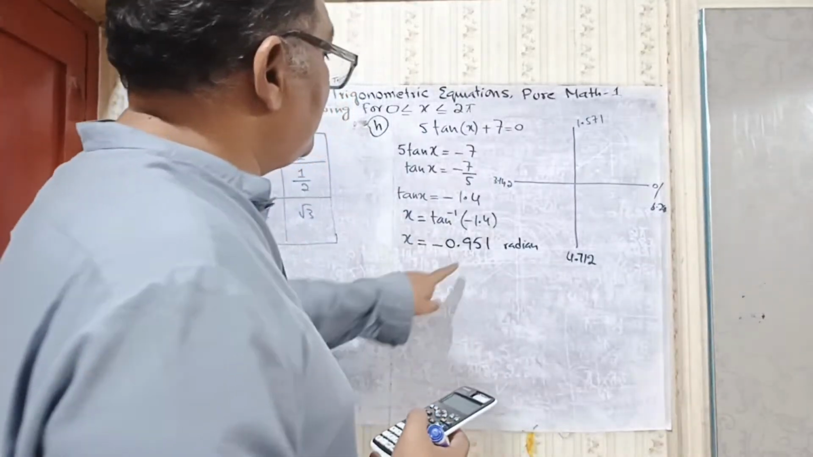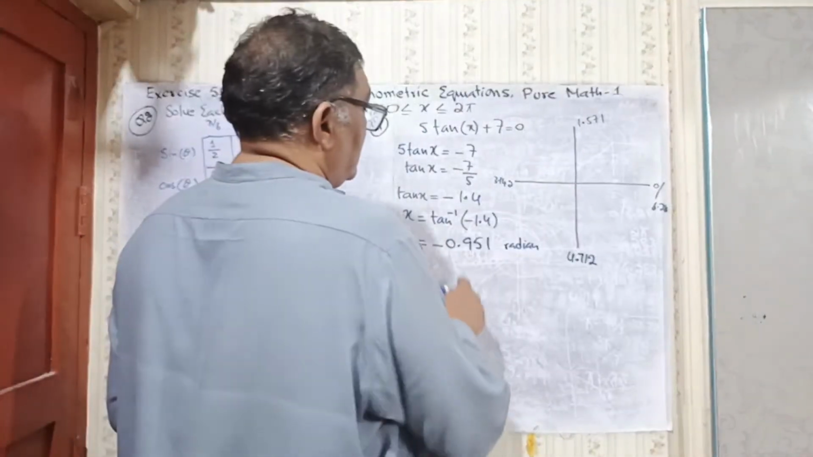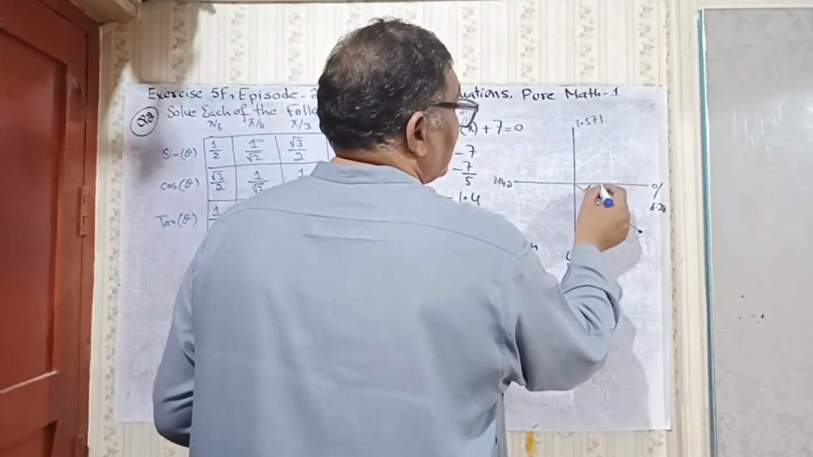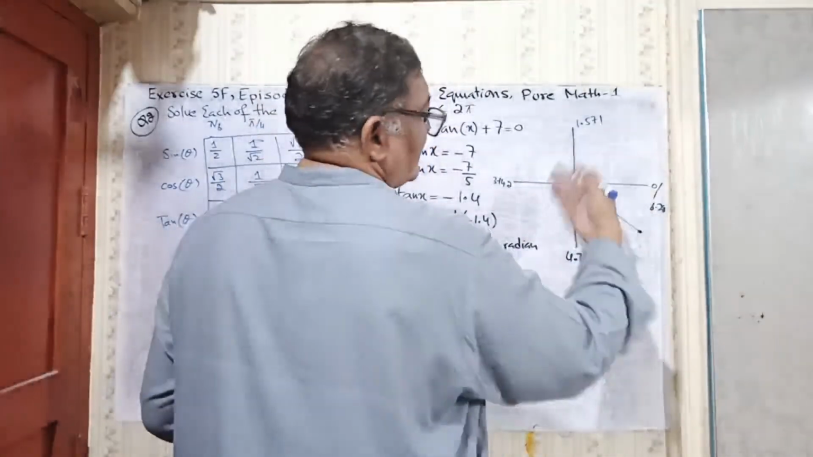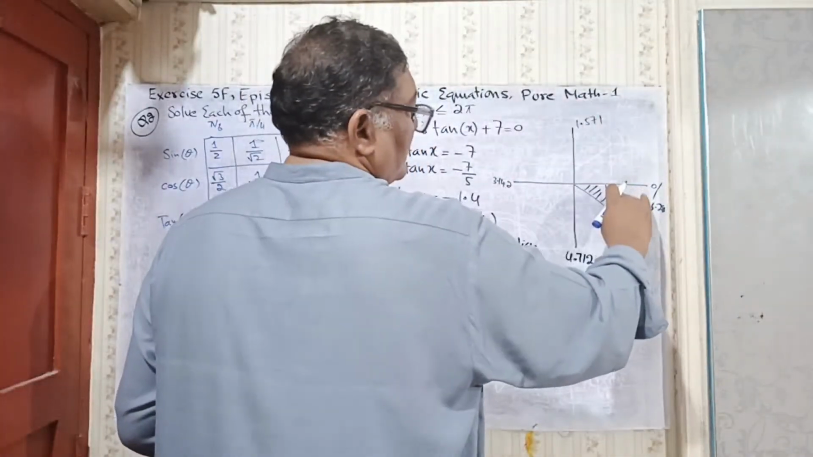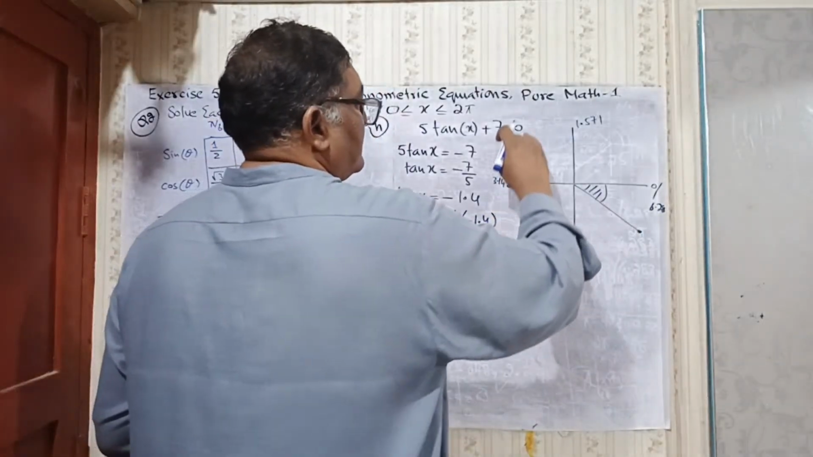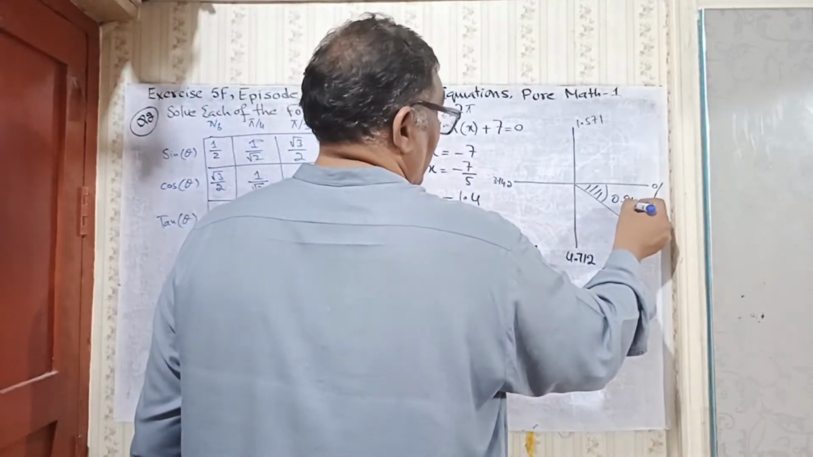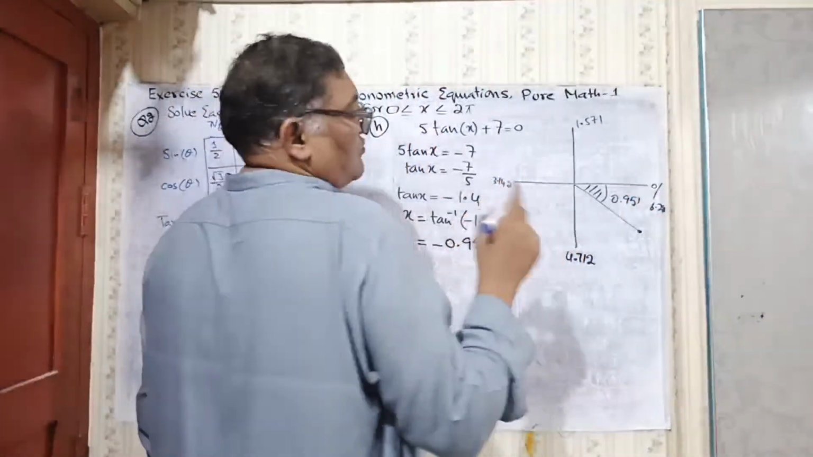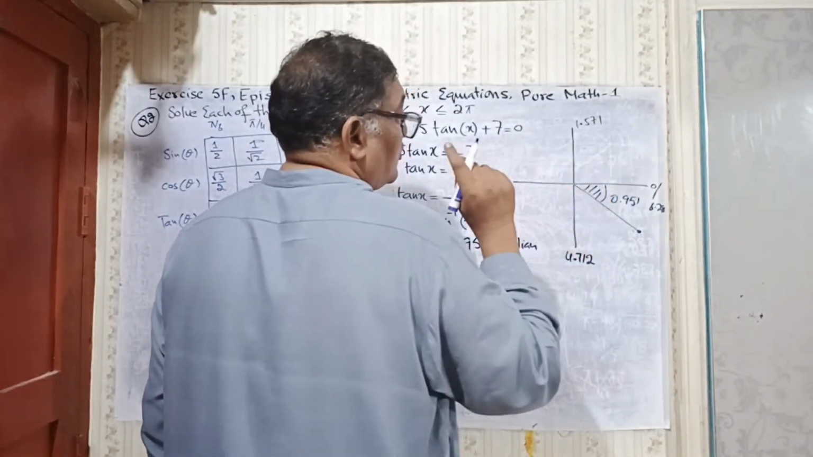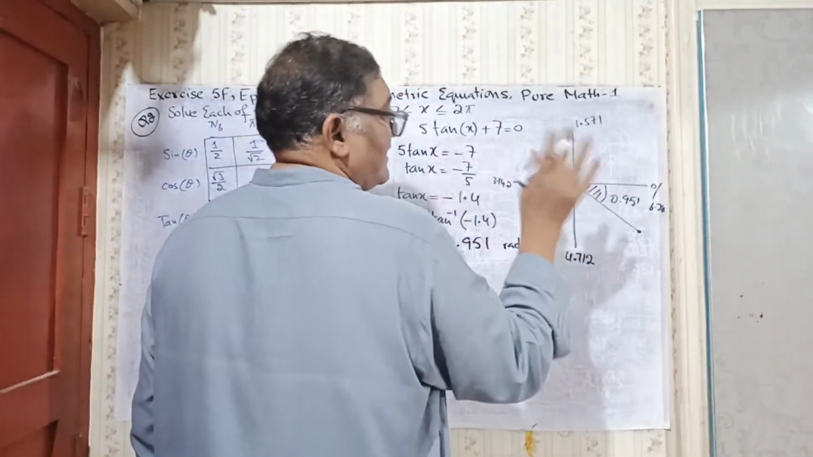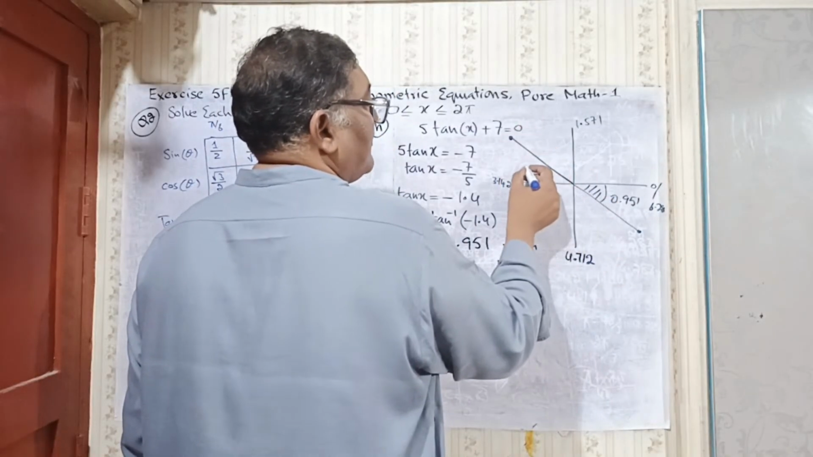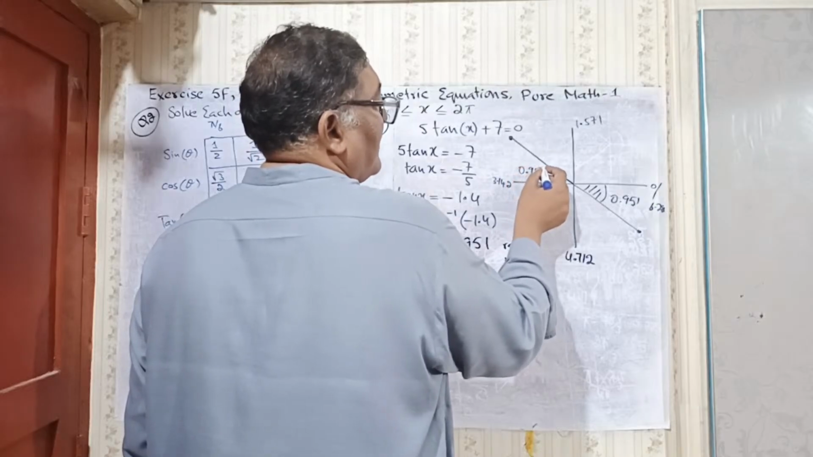Now it's a negative angle, 0.951, so it will be here. This is my base angle. Negative means from the positive x-axis you go clockwise. And you know the tan is negative in the fourth quadrant and the second quadrant. So here the base angle will also be 0.951.